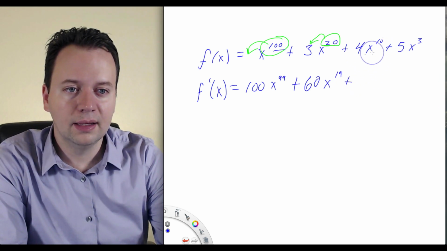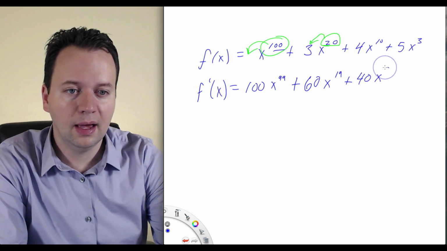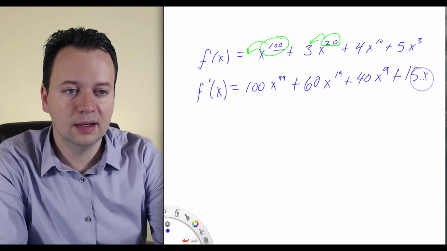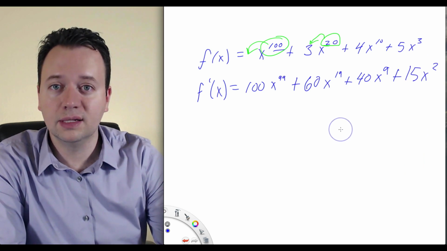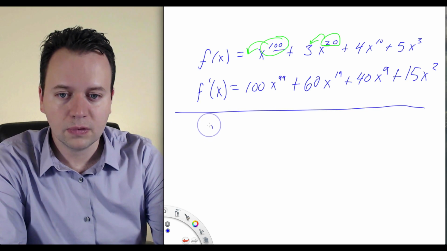Plus, next term, again, the 10 comes down. 10 times 4 is 40x to the 9. And then the 3 comes down. 3 times 5 is 15x squared. So that's exactly how you compute these derivatives. Let's do another one.